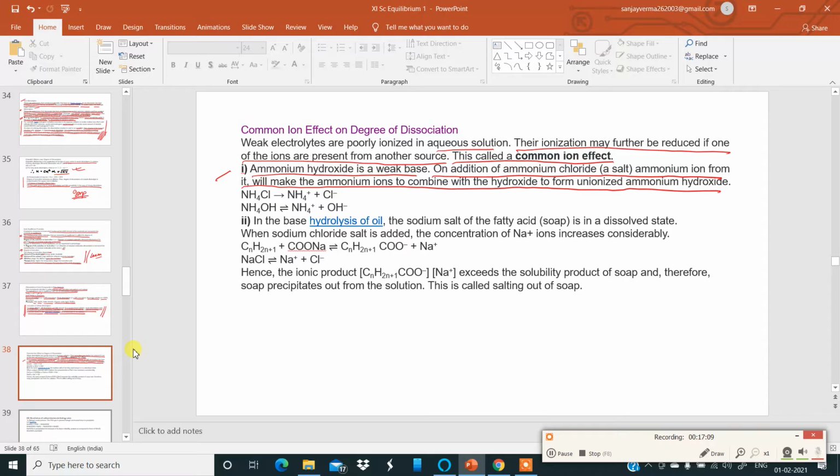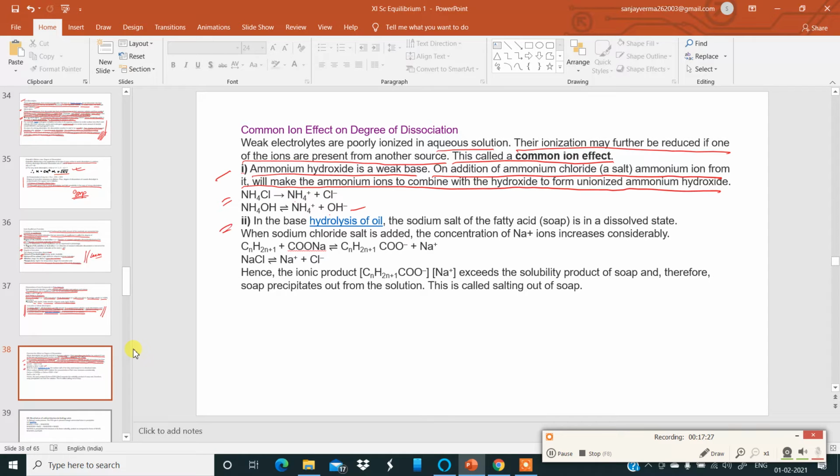Have a look here. Ammonium hydroxide, a weak base, partially produces ammonium ions and hydroxyl ions. But if I add ammonium chloride to this, what will happen? It is going to produce ammonium ions, which will combine with the hydroxyl to give back ammonium hydroxide.